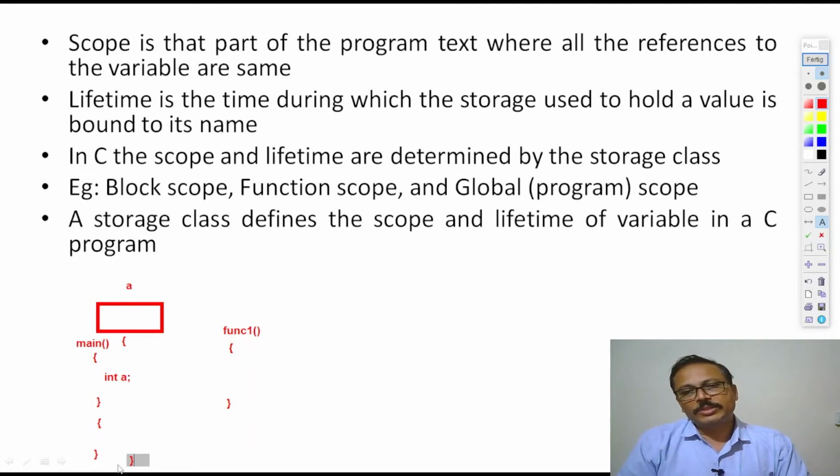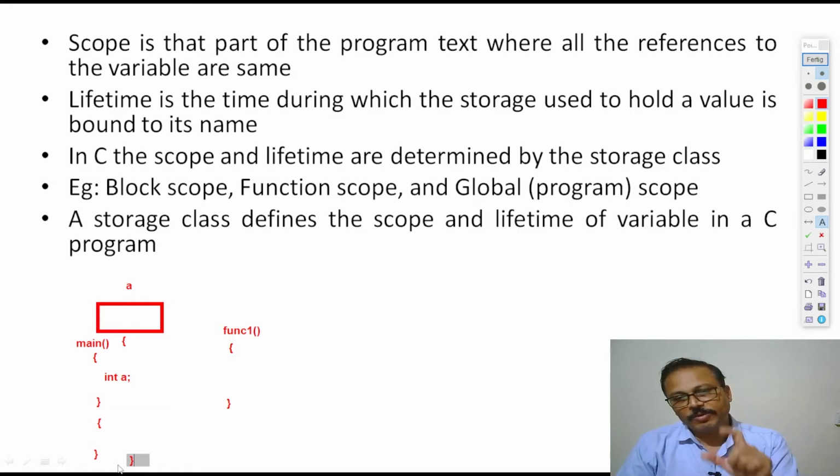Global scope means anywhere you declare a variable, it will be accessed throughout the program. We will discuss examples for it through programming, after completion of this theory session. Then things will be clear for you. So a block is indicated by opening and closing flower brackets. If you declare a variable within that block, that variable can be accessed only within that block.